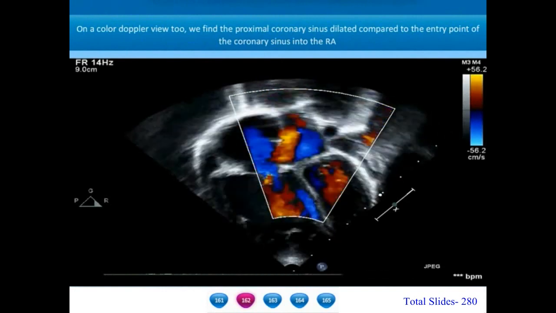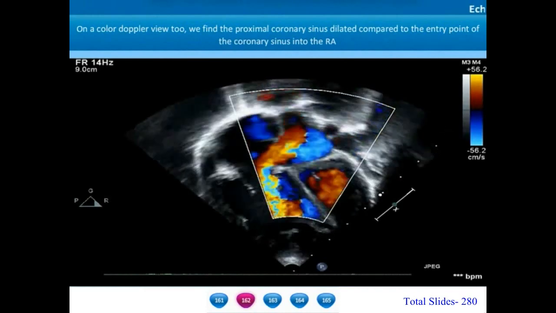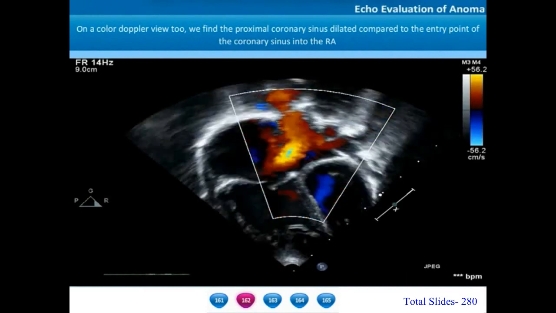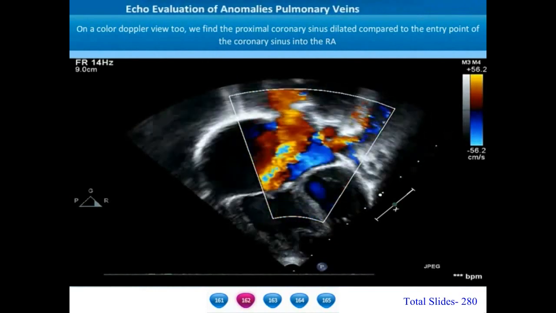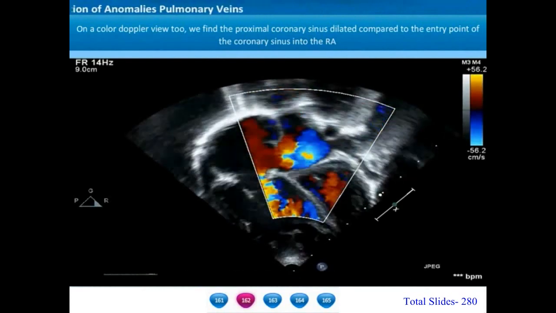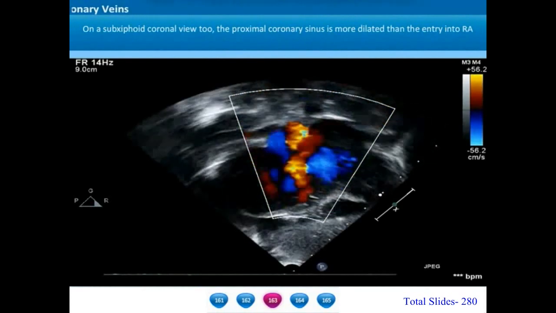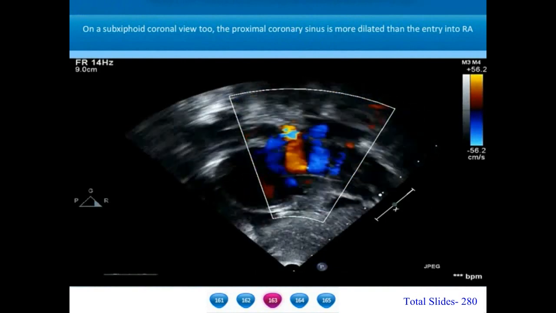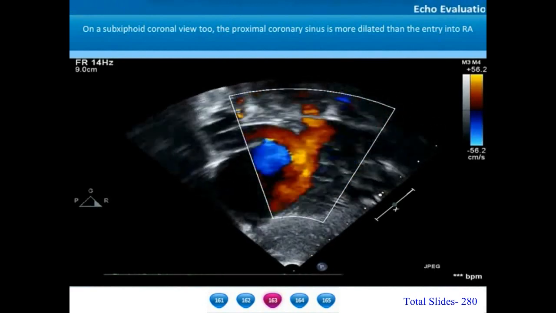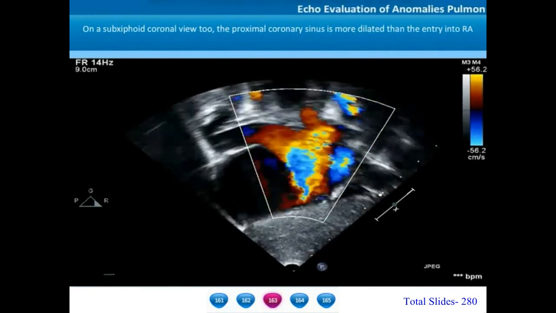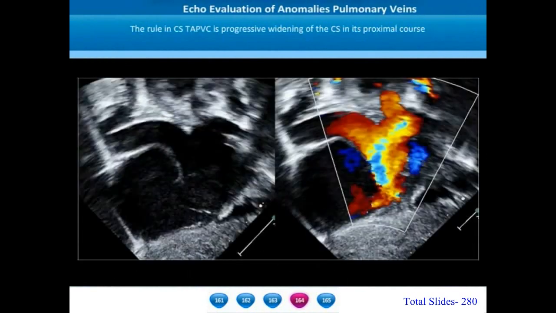On a color Doppler mode, we are able to appreciate that the narrowest point of the coronary sinus is the place where the coronary sinus enters the right atrium, but proximally the coronary sinus is much larger. In the subsequent coronal view also, we are able to appreciate that the narrower portion of the coronary sinus is at the coronary sinus right atrial entry, and proximally the coronary sinus is much more dilated. Therefore, the rule in coronary sinus TAPVC is progressive widening of the coronary sinus in its proximal course.